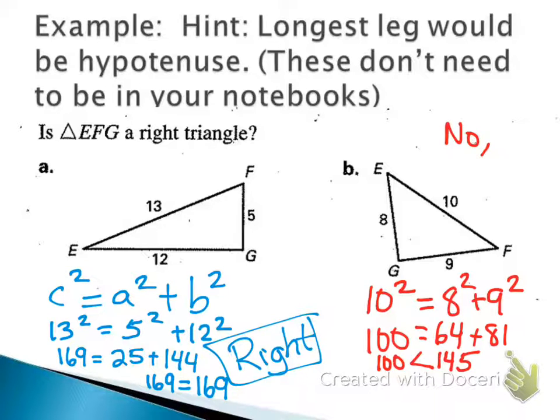Let's take it a step further. What type of triangle is it? It's acute. Yes, when the A and the B side adds up to be more than the C side, it is an acute triangle.